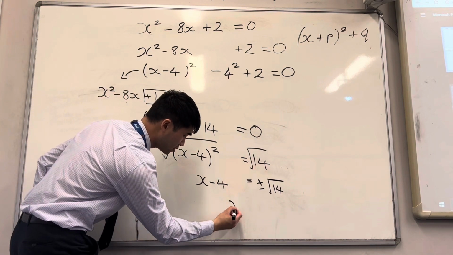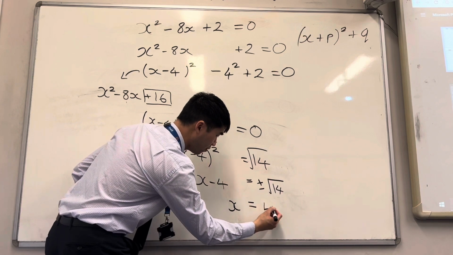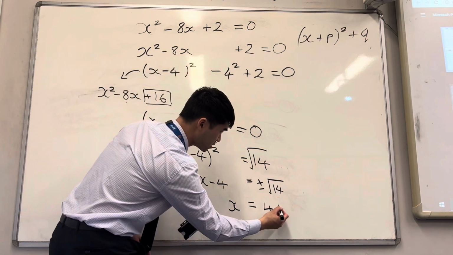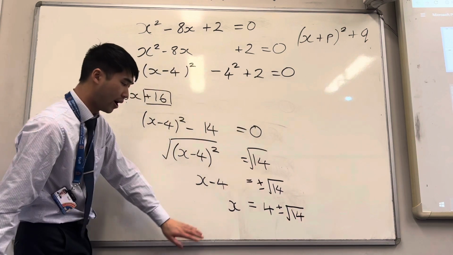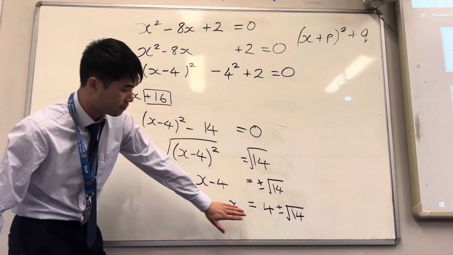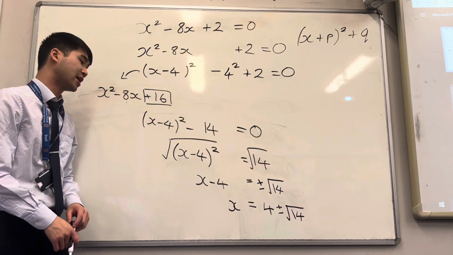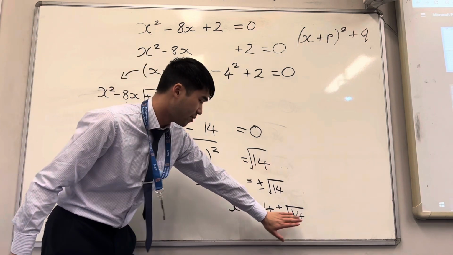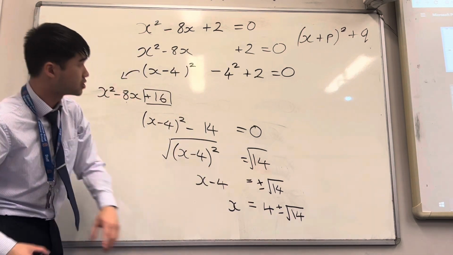And then we add 4 to both sides, so I've got x equals 4 plus or minus the square root of 14. Now I can have the 4 at the end of the 14, that's fine, but I prefer to have the plus or minus the square root second, so after my integer number. So this is my answer for this example here.